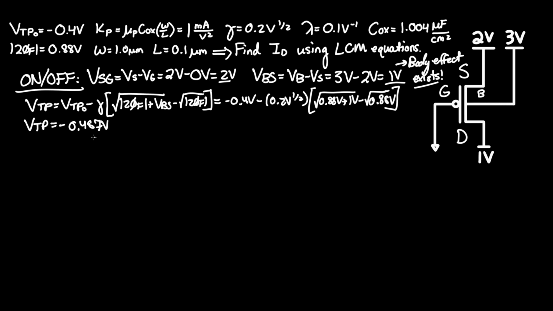Remember, it's P-channel, so it has to be negative threshold voltage. Comparing this with VSG, which we found earlier to be 2 volts, that is obviously greater than the negative value of VTP, which was 0.487 volts. Therefore, the device is on.